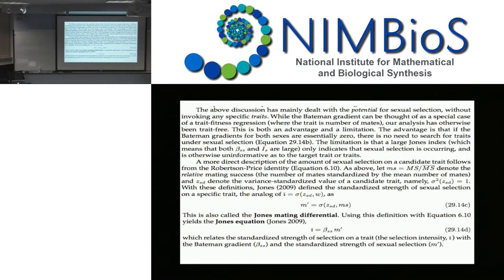You can go a little bit further and ask what that opportunity for selection on a given character should be. Remember, we had that expression where the correlation between trait value and fitness times the opportunity for selection gave you the intensity for that character. We can do a similar sort of thing here. This is called the Jones mating differential. This is basically the Robertson-Price equation, and it asks for the correlation between your trait, standardized so it has a variance of one, and standardized mating success. And the connection is that the expected change in a trait equals the Bateman gradient times this correlation between relative mating success and the trait value.